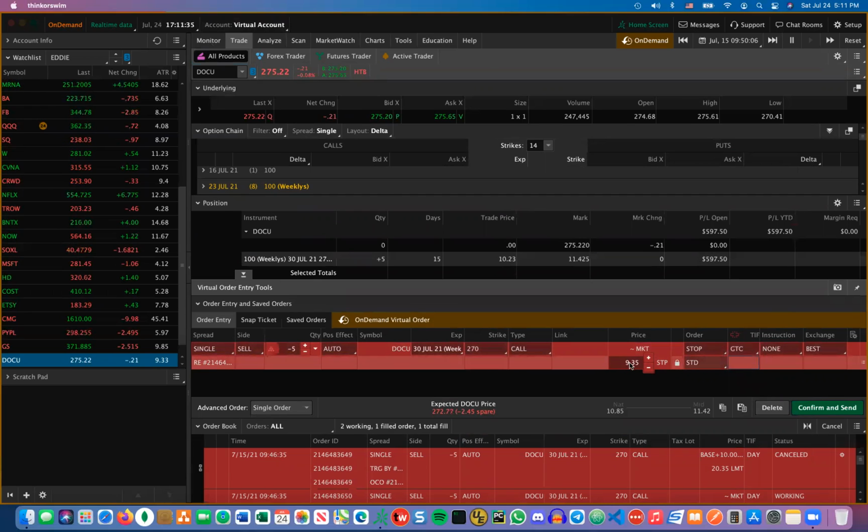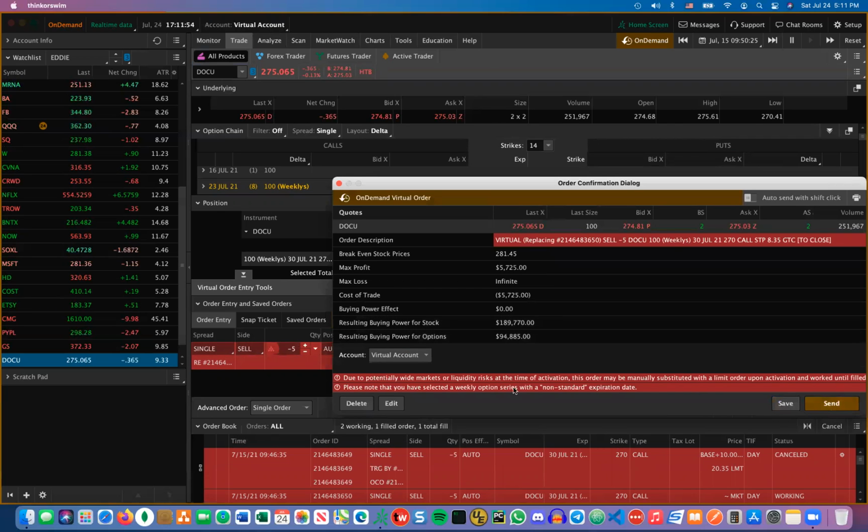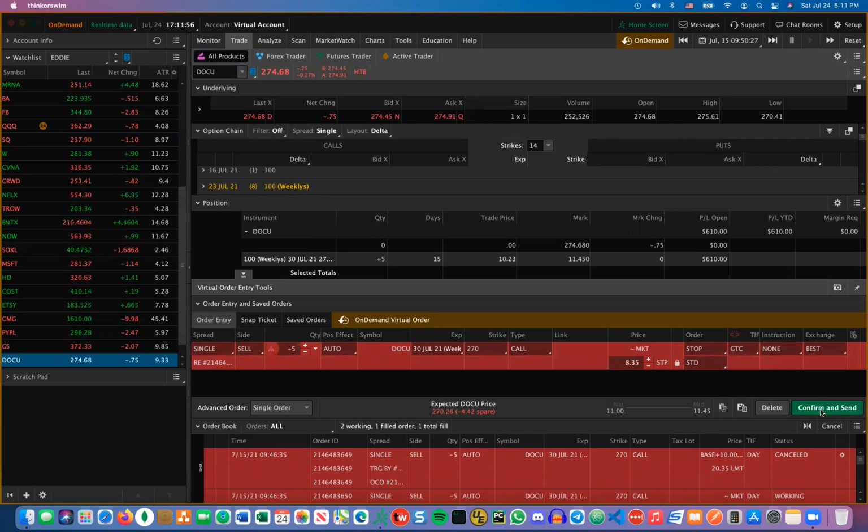All right, 9.35. You know what? I'm going to increase my stop here. I'm going to increase my risk because I don't want to get stopped out of this trade. I think it's a good trade. You know what? I'm going to risk another $1,000 by reducing that. So confirm and send. Did I change it to GTC? Yes, I did. Okay.